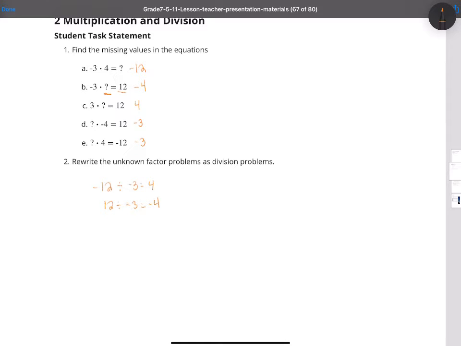All right. So then the next one for part C, it will be 12 divided by 3 would equal a +4. For the next one, what's missing is the -3, so we have to divide 12 divided by -4 will equal a -3. And the next one will be -12 divided by 4 would give me -3. Okay? So let's move on to question 3.